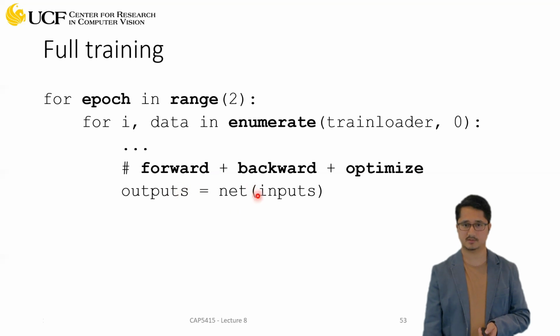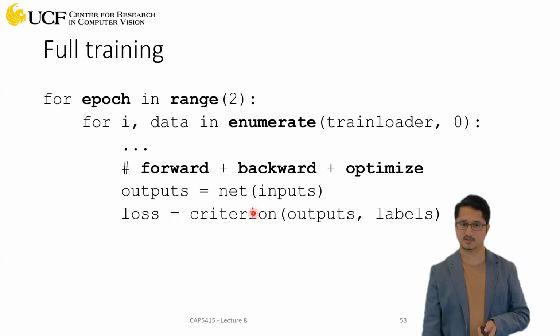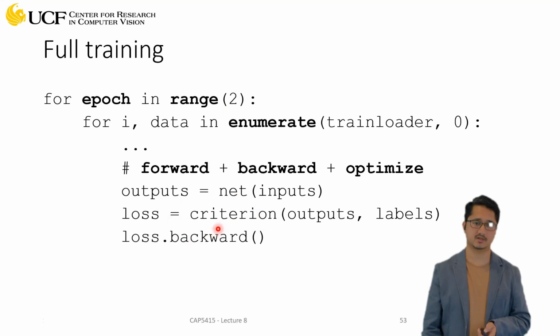So this is the forward step. You pass that input to net and get the outputs. This is where you compute the loss function. And this is the backward step where you compute the gradients.